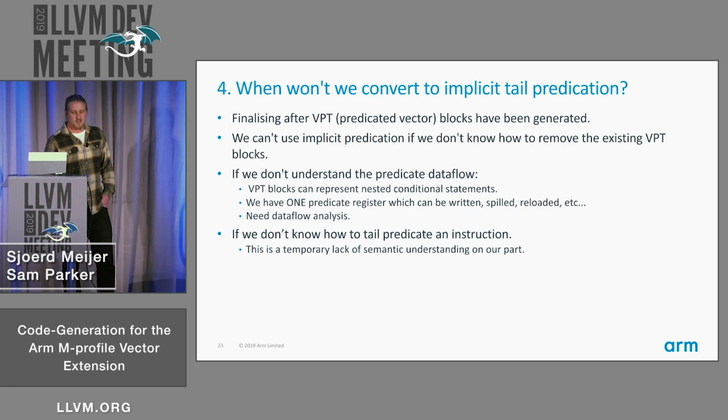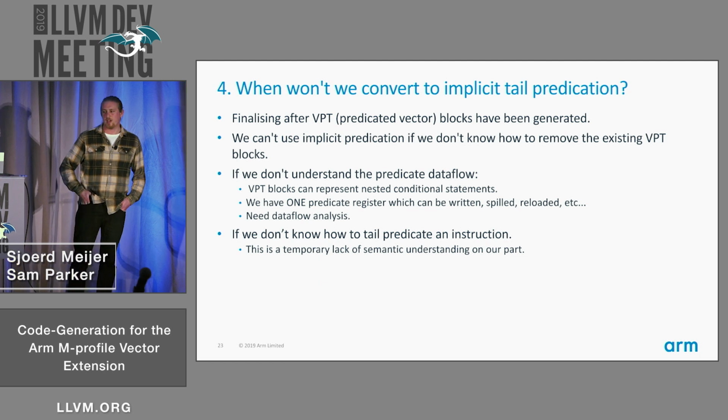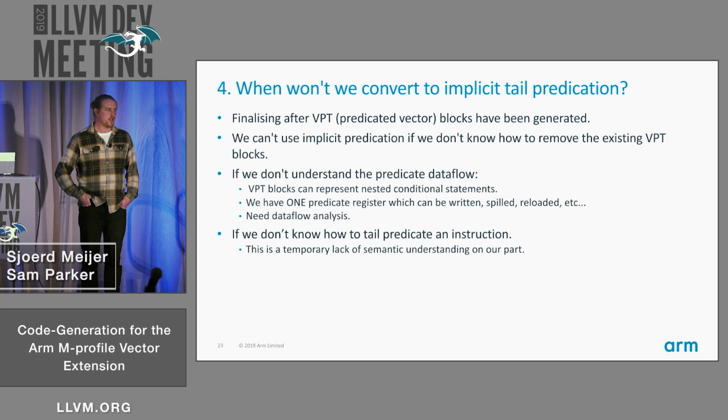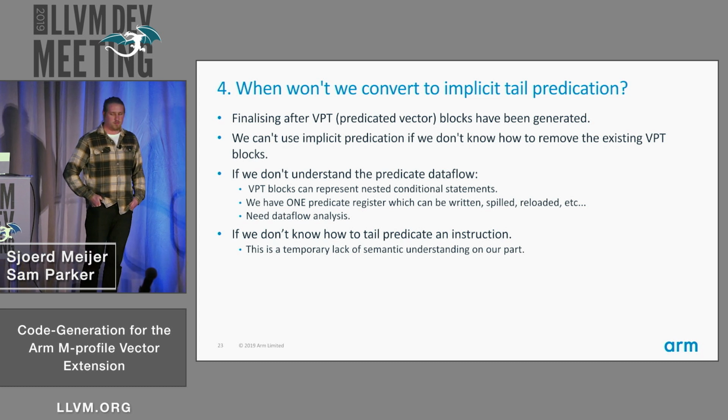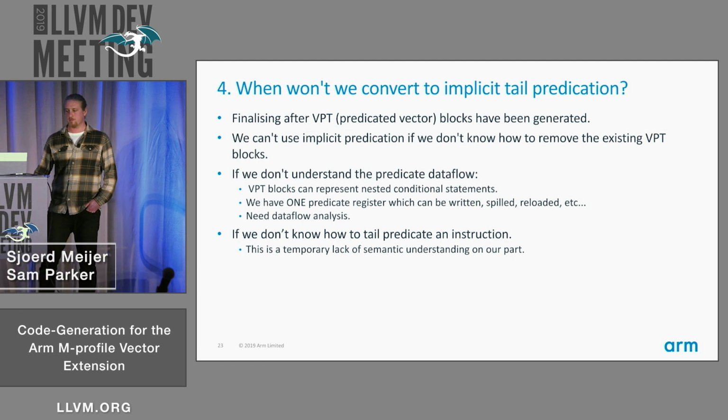Also, we have a list of instructions that we think we understand, and we have some that we don't understand. We don't know how they map to the predication. So until we can spend more time understanding our architecture, we kind of just make a blacklist.